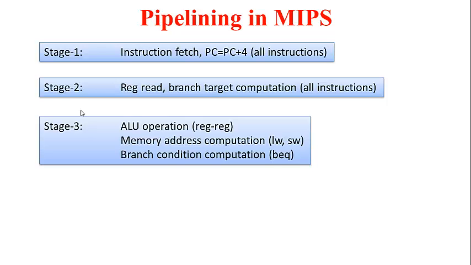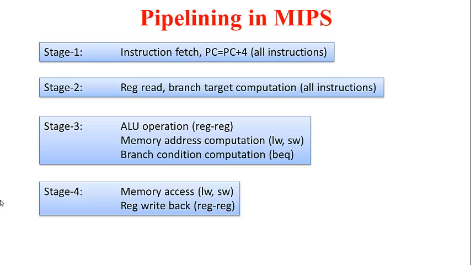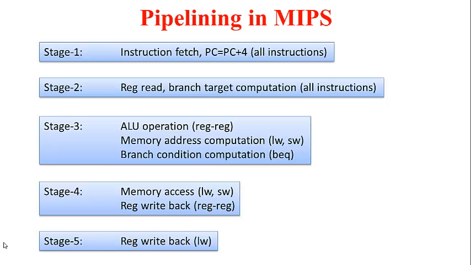Stage 3 involved ALU operation for register instructions, memory address computation also using the ALU for load word and store word, and branch condition computation for the branch instruction, which also used the ALU. Stage 4 was different for memory access instructions and register instructions. For load word and store word, stage 4 involved memory access, whereas for register instructions, stage 4 involved register write back, and stage 5, which was there only for load word, involved register write back.